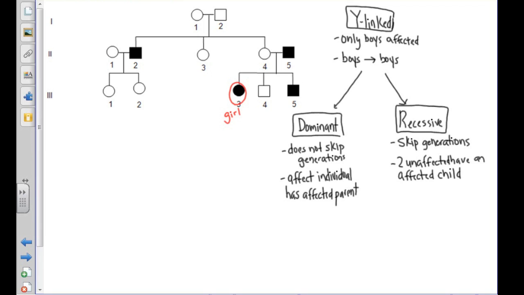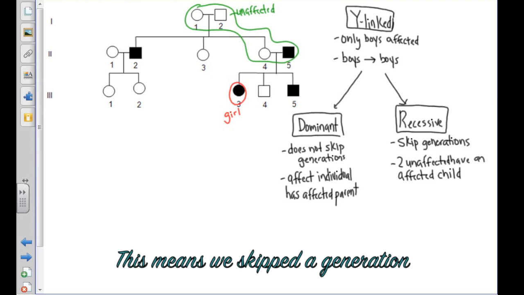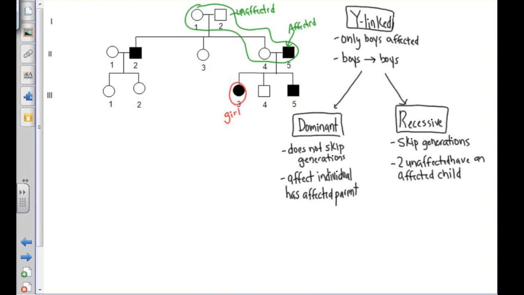If we now go back to take a look at our pedigree, we'll notice that this pedigree shows a recessive mode of inheritance because individual 1-1 and 1-2 are unaffected, but they have an affected child. Therefore, this pedigree shows a recessive mode of inheritance.